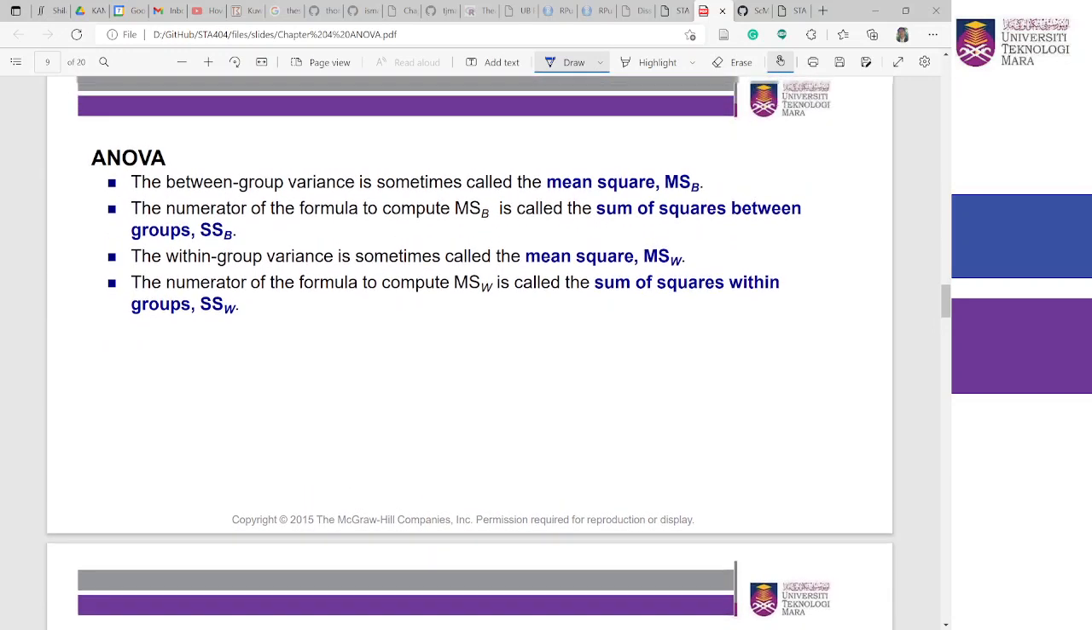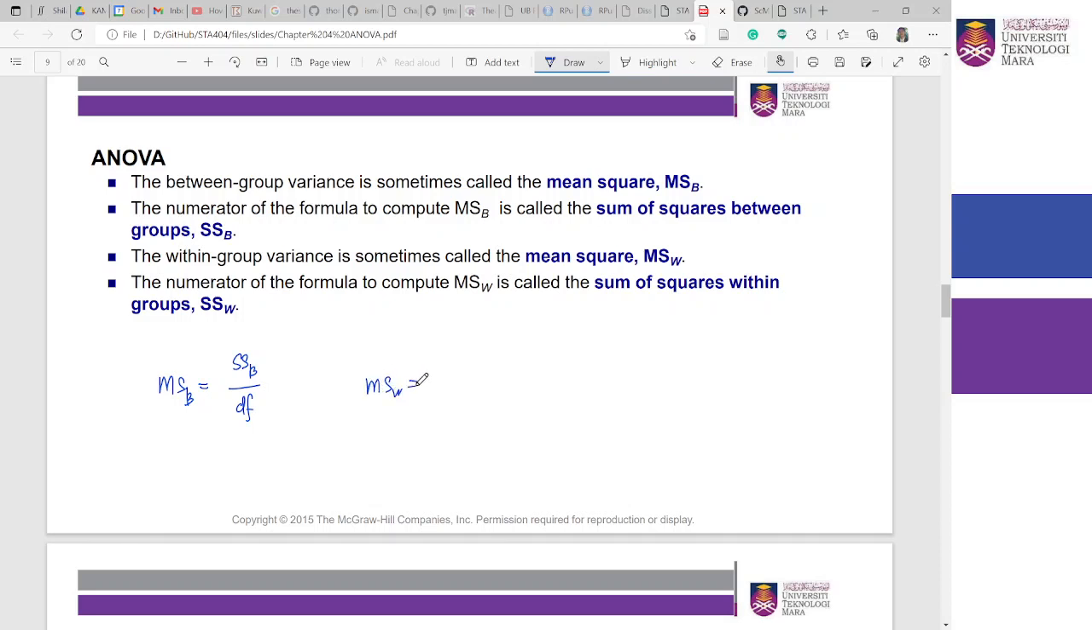Tak ada, eh? Okay. Alright, so ANOVA, the between group variance is sometimes called the mean square, MSB. And the numerator of the formula for the MSB is sometimes also called the sum of squares between, SSB. Itu yang saya tunjuk tadi. So just now I've already shown you that MSB can be written as the sum of squares between divided by the degrees of freedom, right? So in this case, the degrees of freedom is K minus 1.